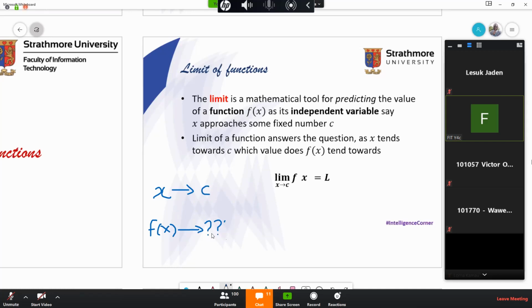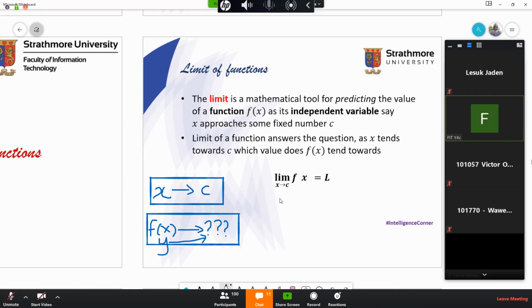Why is that important? We are going to see. So as X, which is the independent variable, is tending towards some value, what is the function, or what is Y, the dependent variable? Because these are the same. What is Y tending towards? And that is the maths of the limit.